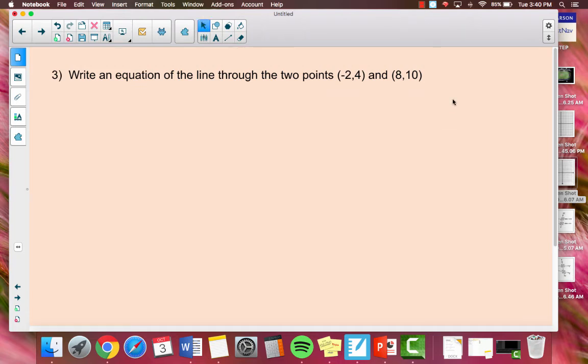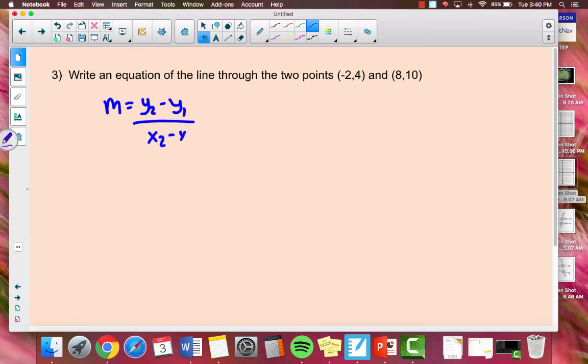So this one says you're going to write an equation of the line through these 2 points. But here's the problem. We don't have an equation form for point-point lines. Okay, we only have slope-intercept or we have point-slope. So we need to find in both of these the slope. So we should remember from the last section how to find slope. Remember, slope is y2 minus y1 over x2 minus x1. So we're going to start by finding slope.